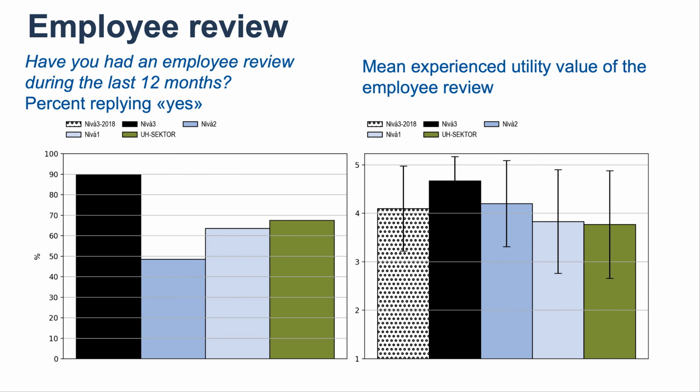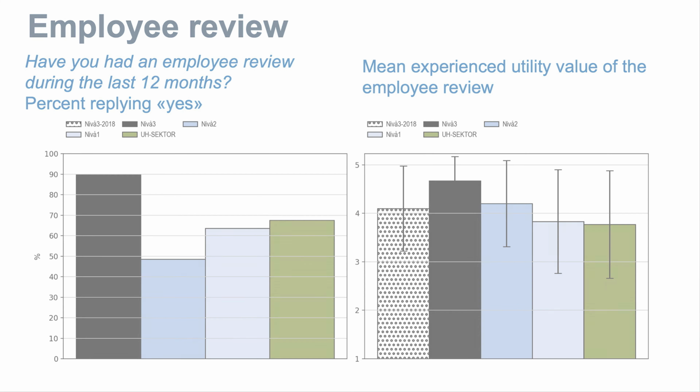Employee review. Here, the participants answered whether they have had an employee review in the last 12 months and how they assessed the usefulness of this review. Answer option 1 is waste of time and 5 is well spent time. The black vertical bar in the chart shows one standard deviation in each direction.